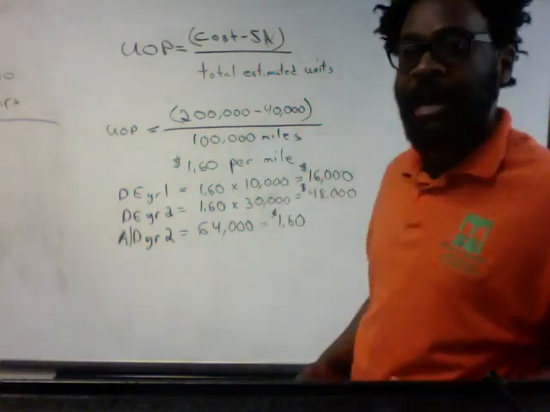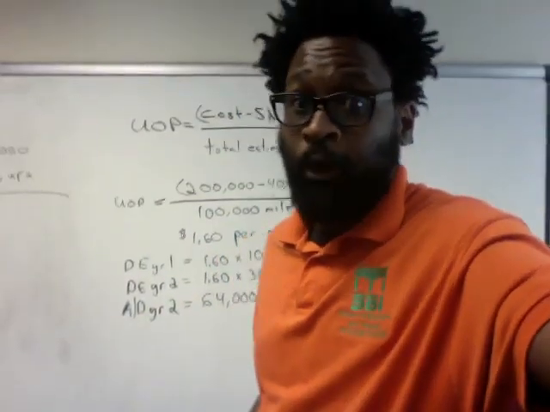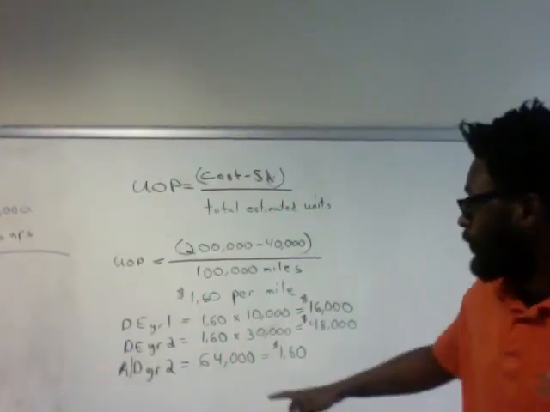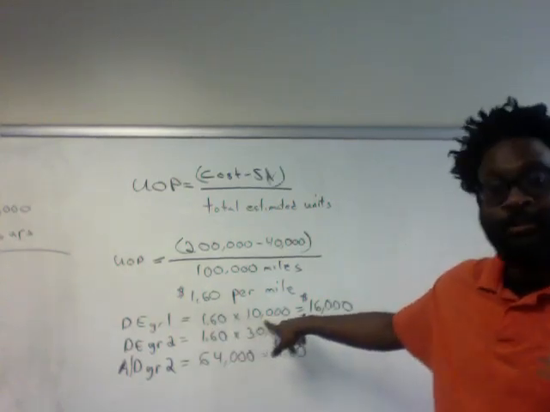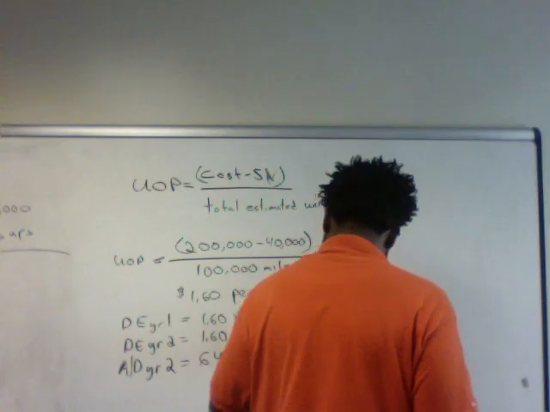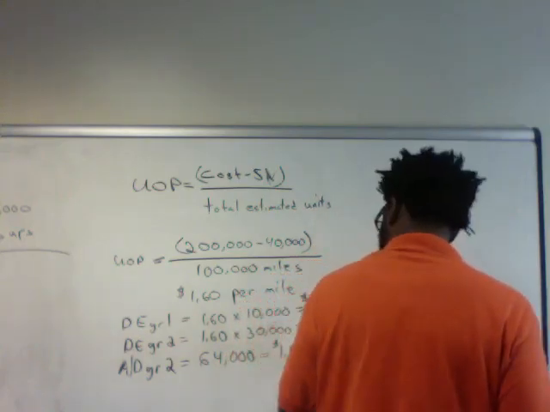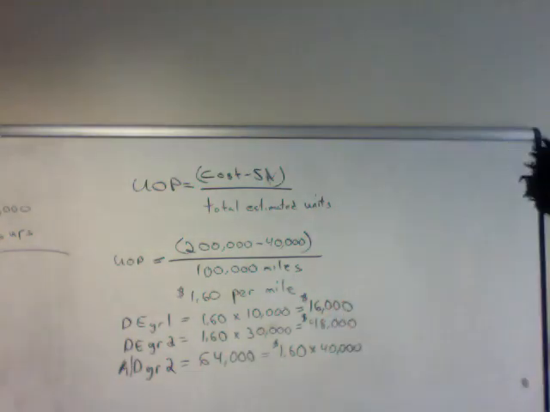Now, we also could have calculated the 64,000 by taking the rate, the 1.6, which is per mile, and asking how many miles have we driven so far, since we owned it, right? We saw in year one, we drove 10,000 miles. In year two, we drove 30,000. So the combination of that is 40,000. So if we took 1.6 and multiplied it times 40,000 miles, it'll give us the same thing, the 64,000.